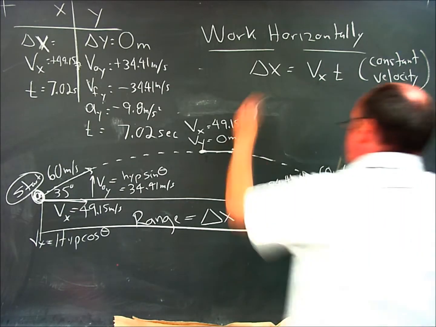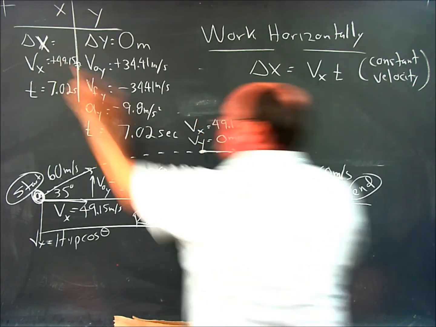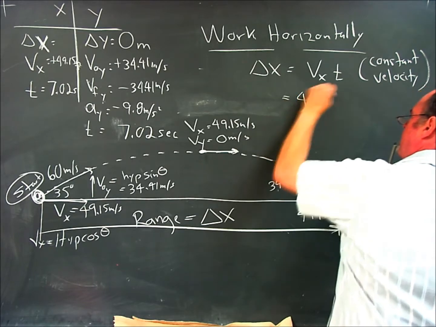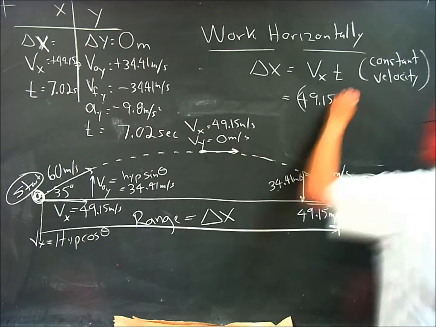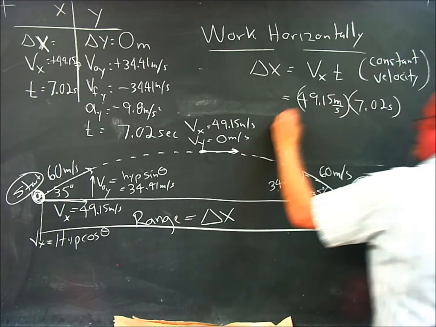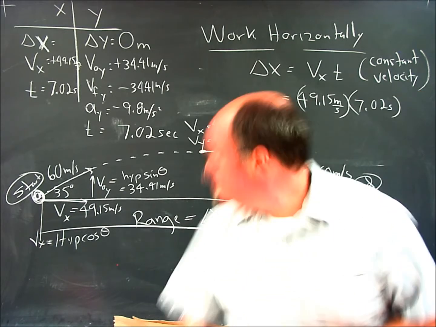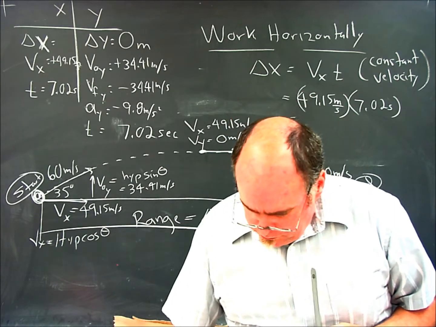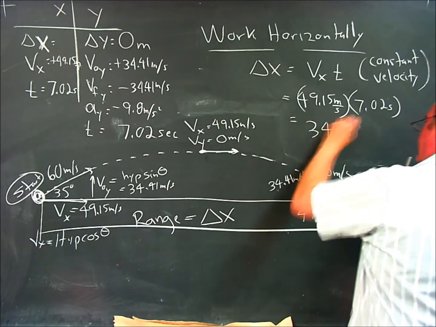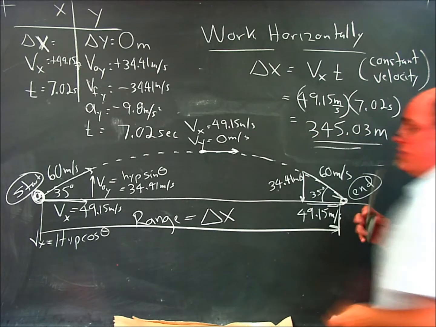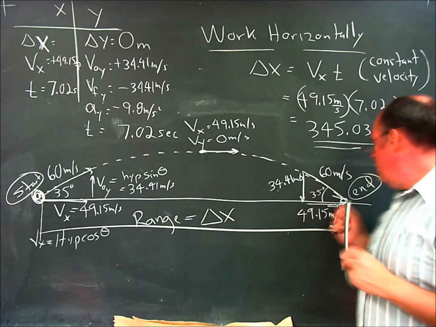So if I plug that in, what we get is the velocity in the x direction is 49.15. The time it's moving through the air is 7.02 seconds. If I multiply those, I get 345 meters, basically. So this cannonball is traveling 345 meters through the air before it crashes into the ground.